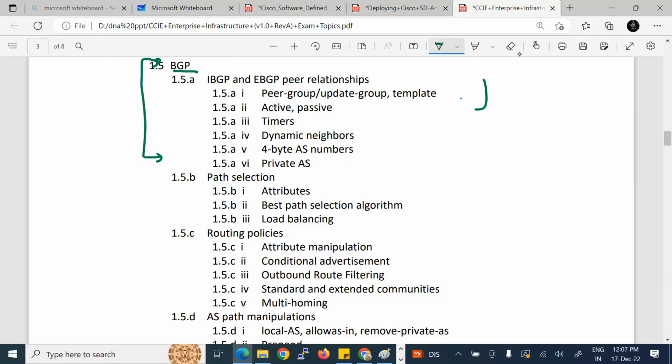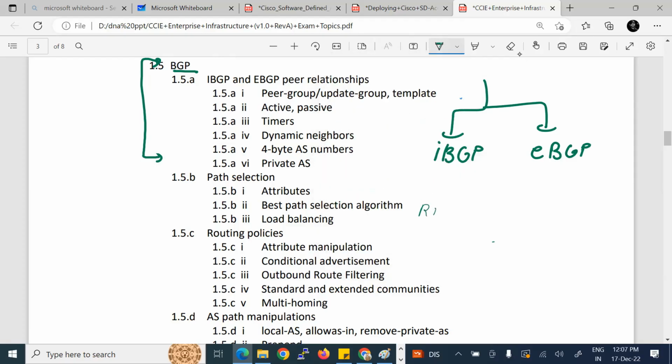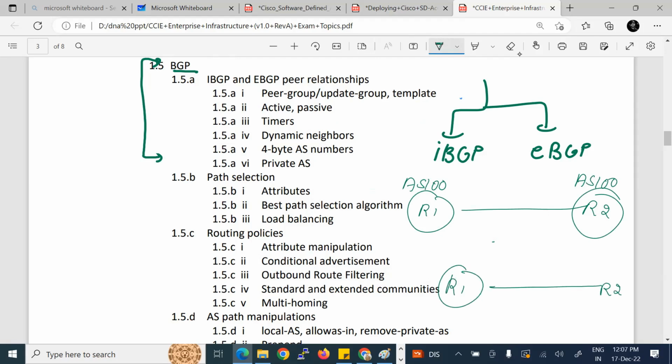In BGP, we have two types of neighbor, IBGP and EBGP. If this is R1 and this is R2, on R1 I am running AS100, and on R2 I'm also running AS100. The neighborship would be IBGP. If I'm running AS200 here, the neighborship is EBGP.